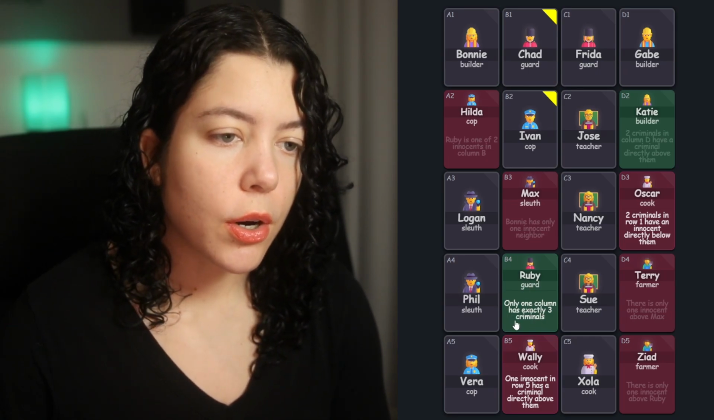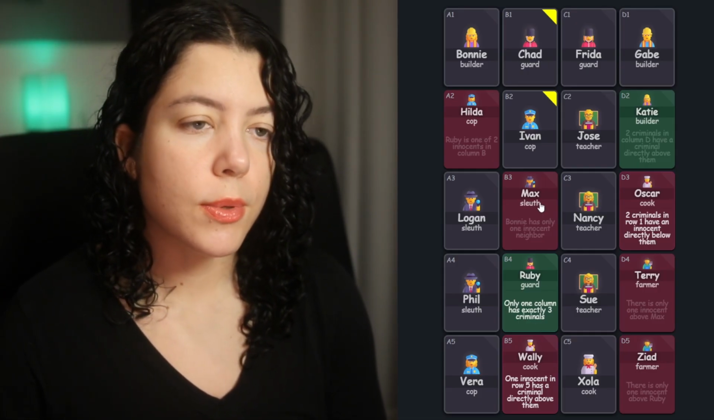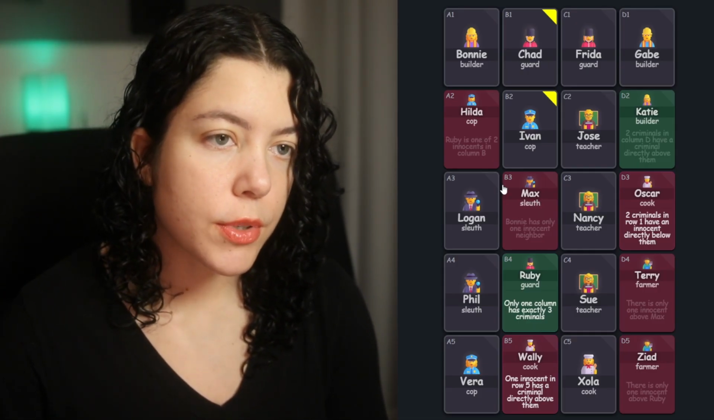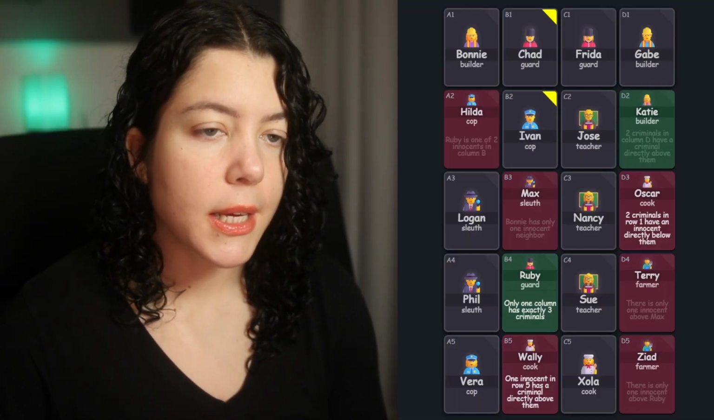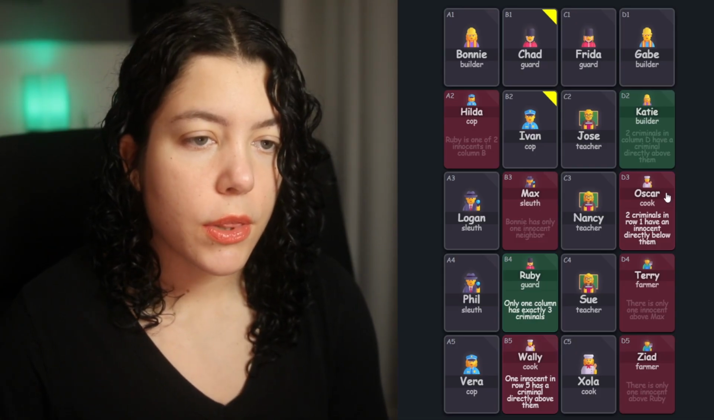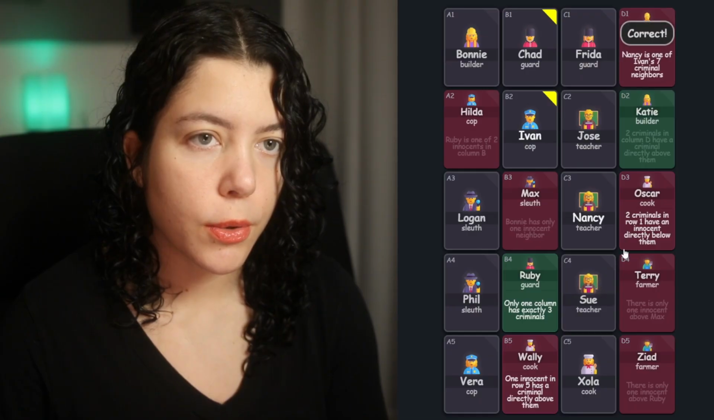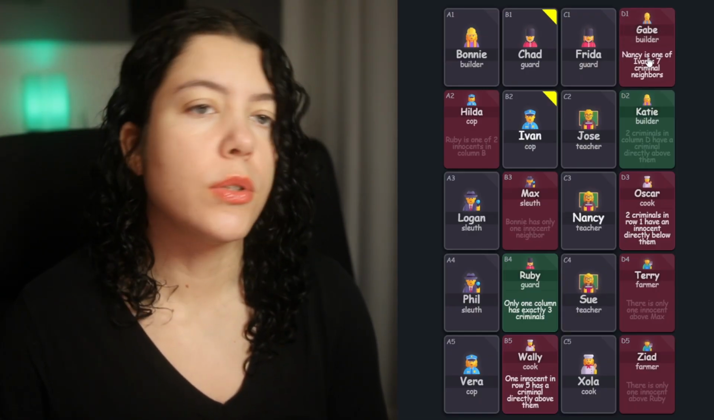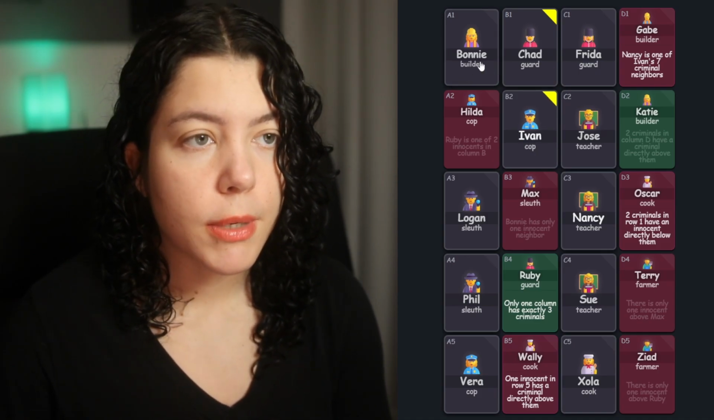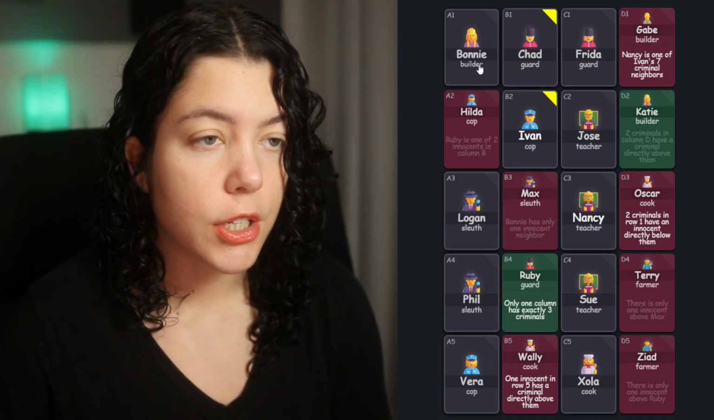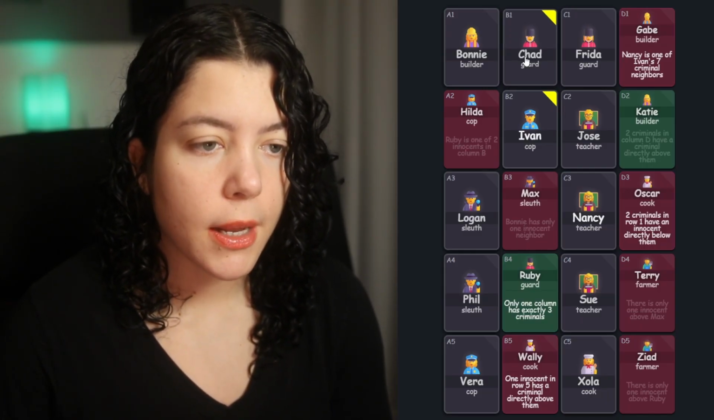Ruby says that only one column has exactly 3 criminals. That column is gonna be column D, right? Because we have Max and Wally in that column who are criminals, and we're gonna have a third one who's either Chad or Ivan. So that means that column D couldn't end up with 3 criminals only. So we need a fourth one, and there's only Gabe who could be that criminal. Now we have one of our 2 criminals in row 1 who has an innocent below them. And we know that Bonnie is not gonna be the second one because it doesn't matter what she is, she doesn't have an innocent below her. Could be Chad. So we keep that in mind.